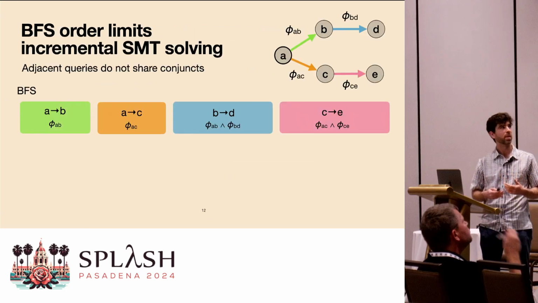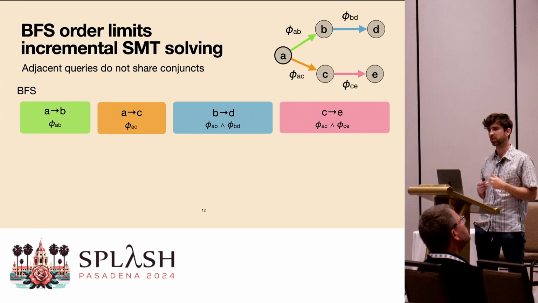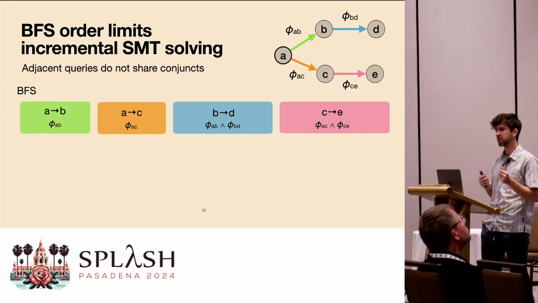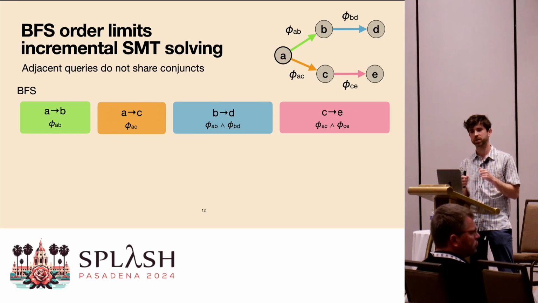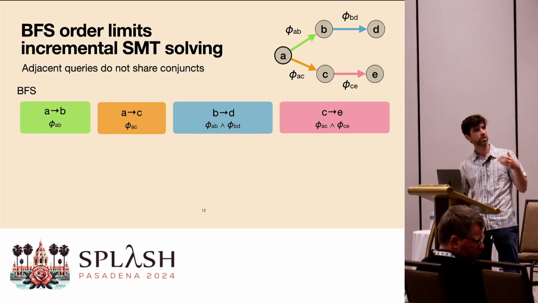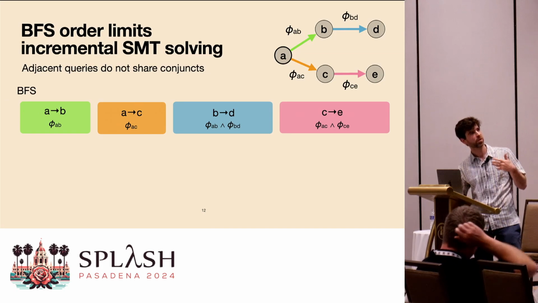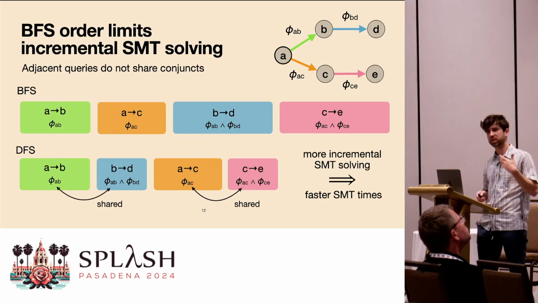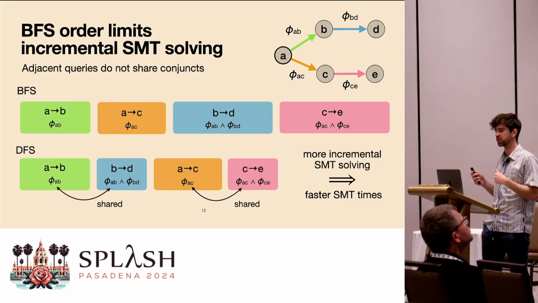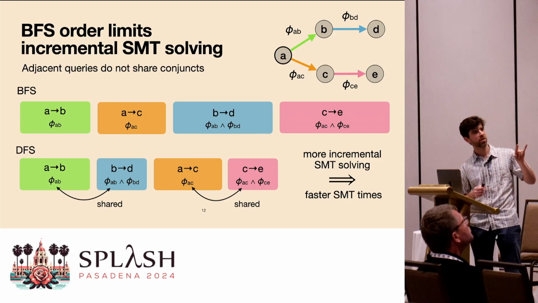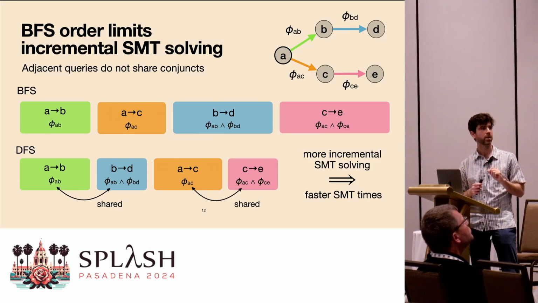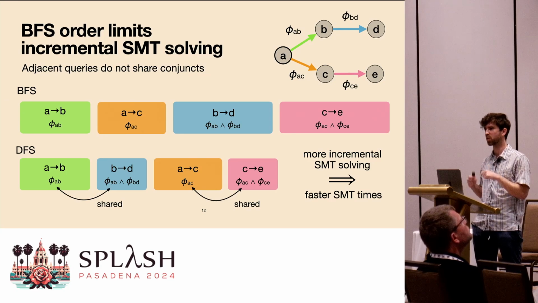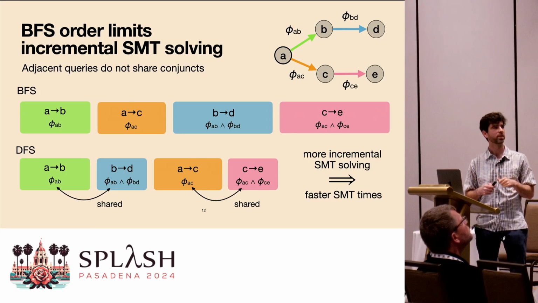So the first issue is that breadth-first search is going to limit the amount of incremental SMT solving that can happen, because typically adjacent queries are not going to share conjuncts. So we can see that here are the work items in a breadth-first search order. We can compare this to what would happen if we did explore this tree using depth-first search. And we can see that there is sharing between adjacent queries. So some of those conjuncts are shared between the queries, which would give the SMT solvers more opportunities for incremental SMT solving and lead to faster SMT solving times overall.